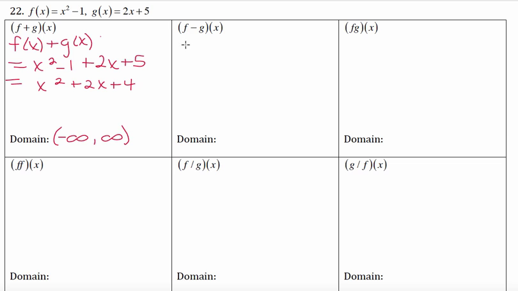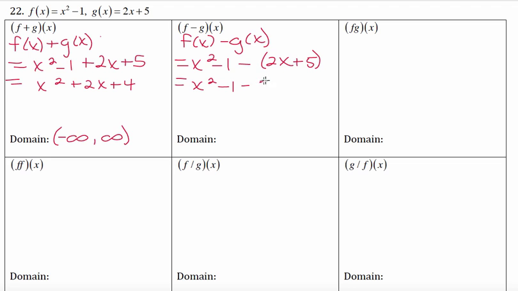infinity to infinity. And we have f minus g of x, which can be written as f of x minus g of x. And my f of x function is x squared minus 1. I'm going to subtract off g of x, which is 2x plus 5. And we're going to make sure we put parentheses around the 2x plus 5 so that we're subtracting the entire function. And then you have to distribute your negative.